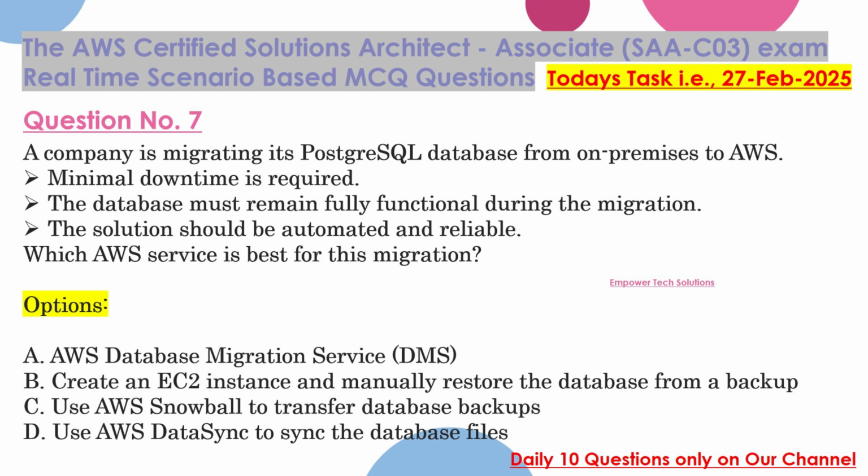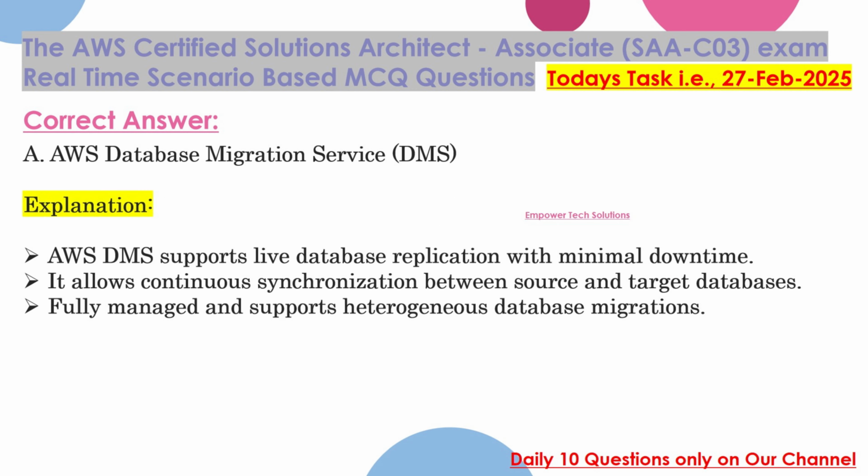Options: A. AWS Database Migration Service, DMS. B. Create an EC2 instance and manually restore the database from a backup. C. Use AWS Snowball to transfer database backups. D. Use AWS DataSync to sync the database files. Correct answer: A. AWS Database Migration Service, DMS.